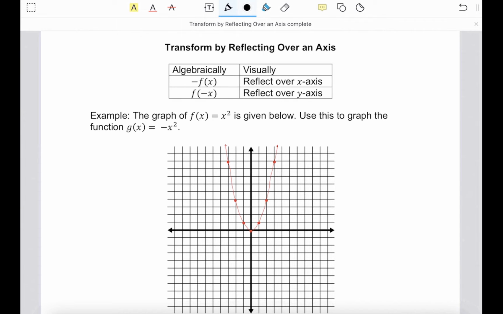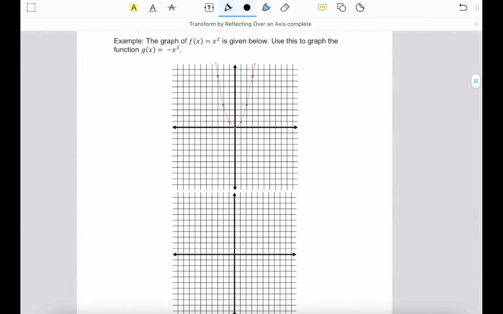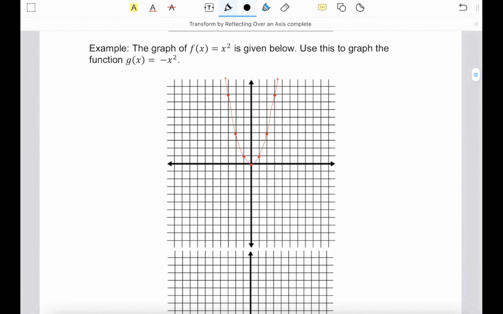So let's look at this example. It says the graph of f of x equal to x squared is given below. Use this graph to graph the function g of x equals -x squared. This negative on the outside of the x squared is telling us to reflect over the x-axis. That means we take all of these points.